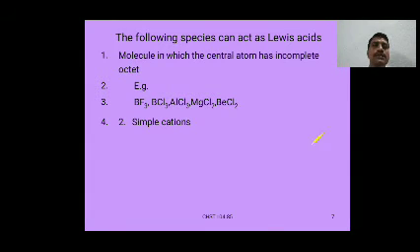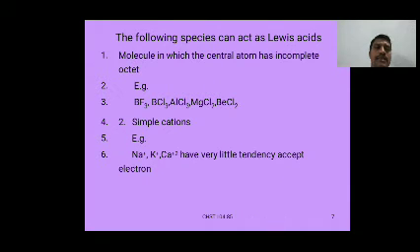Simple cations are all Lewis acids. For example, H plus, Na plus, K plus, Ca plus 2, Ag plus, Cu plus 2, Fe plus 3. These are all cations, and they act as Lewis acids.